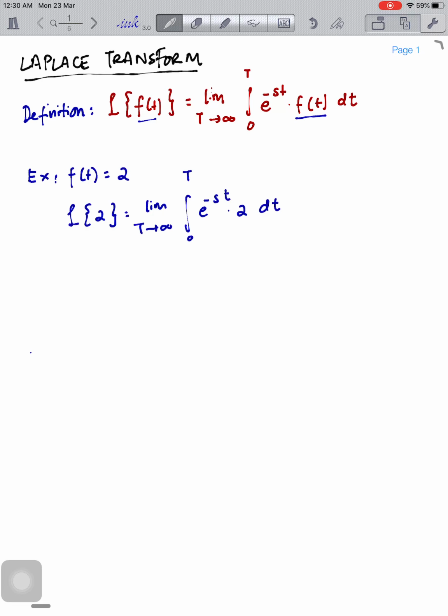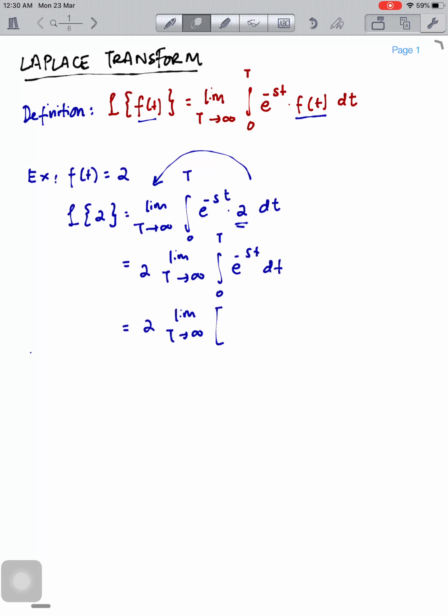According to the integration rule, because 2 is simply a constant, I can bring that to the front to make it simpler for us. So I put 2, the limit from capital T to infinity, the integral from 0 to T of the exponential of negative st dt. So basically all we have to do is integrate an exponential function. Let me just copy it down, and now we're going to start integrating.